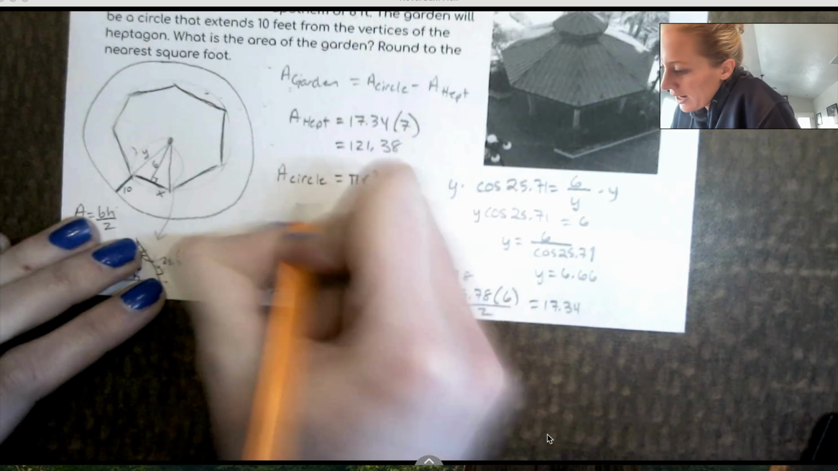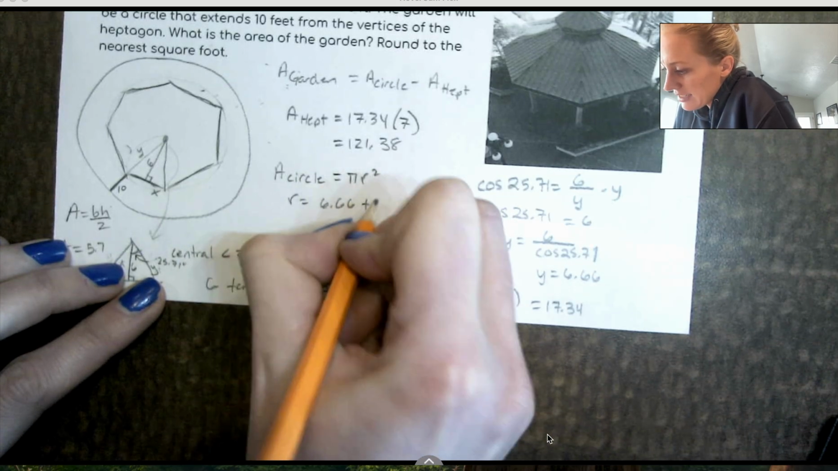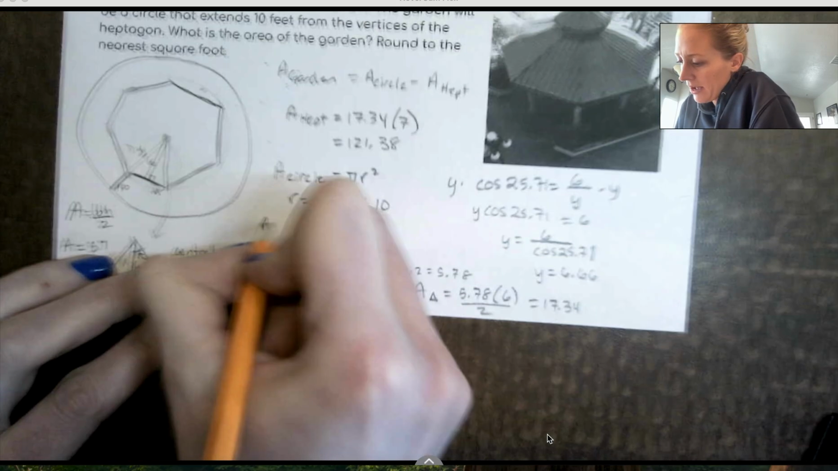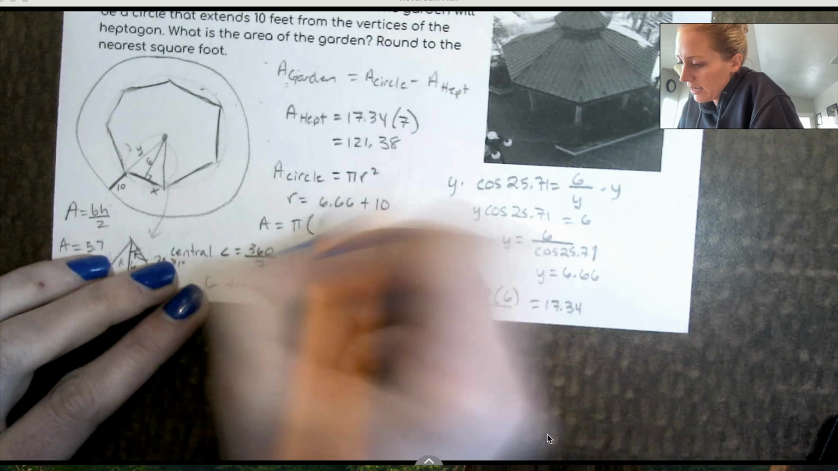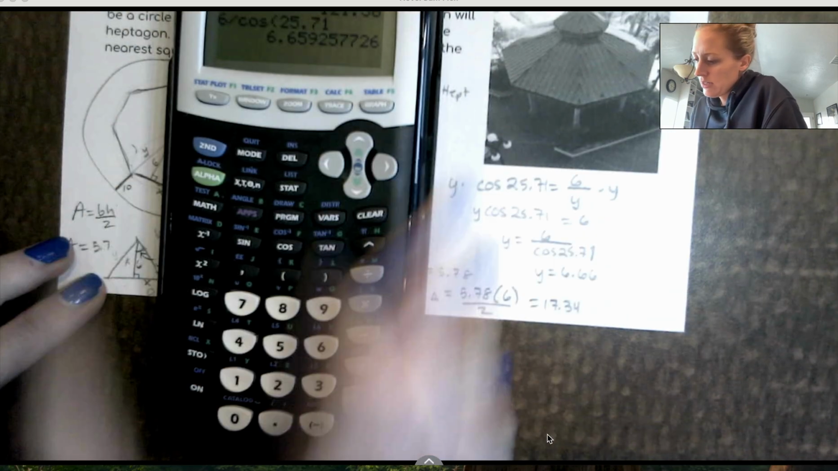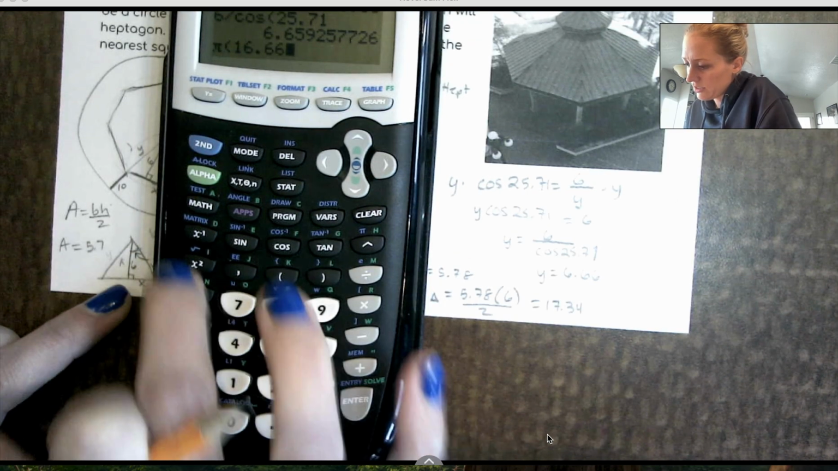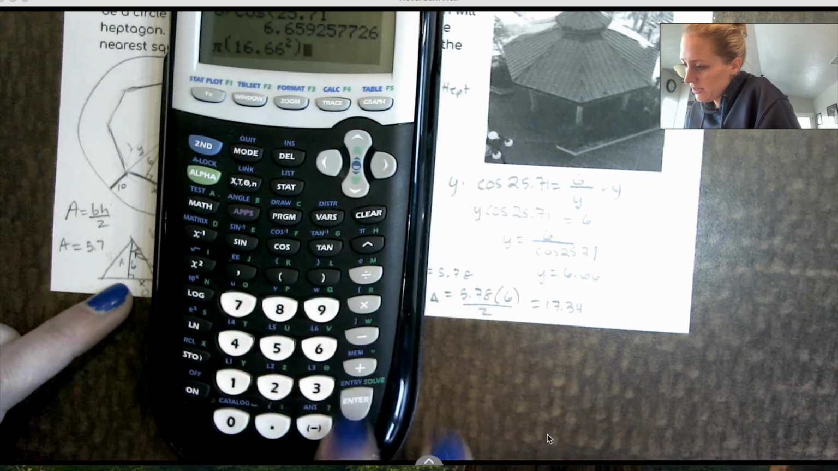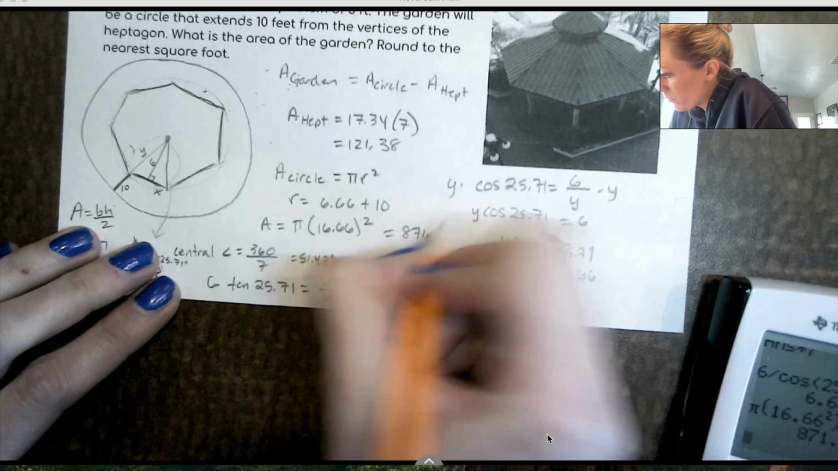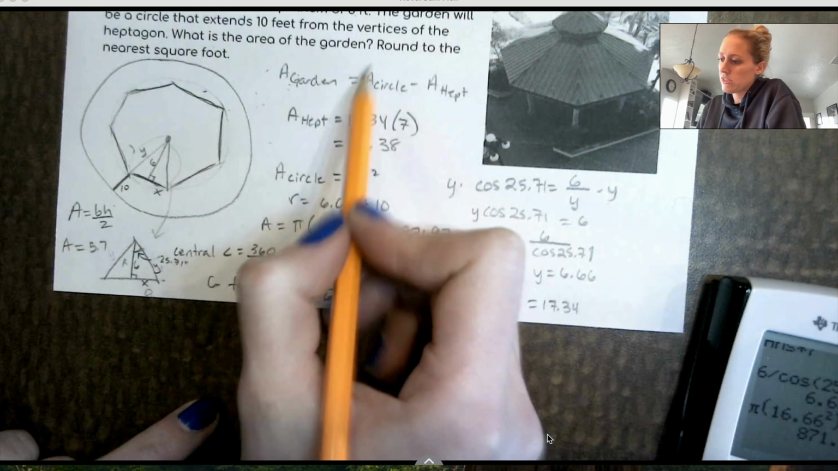All right, so my radius is 6.66 plus 10, right? So this whole thing is my radius. So the area equals pi times 16.66 squared, which is 871.97. All right, so our last step is to do this subtraction.